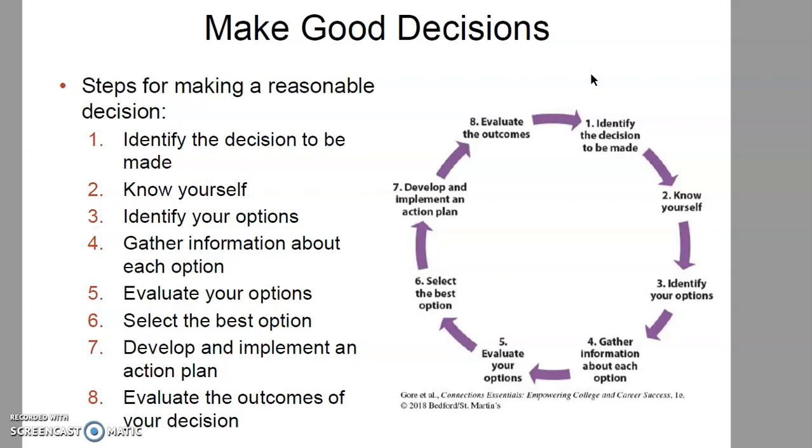In step 3, you identify your options. The key in step 3 is to be creative and brainstorm. Often we can think of 1 or 2 options right away, but don't stop there. Give yourself some time and brainstorm and think of as many options as possible. Even if some of the options sound silly or don't make sense, that's okay.